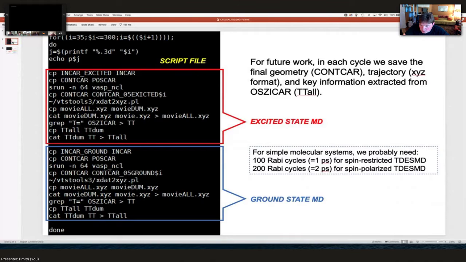And also in this file, we save a lot of information. For example, we save the final geometry in each part. We also save the trajectories in XYZ format. We also get some key information like the total energy, temperature, something from the orbital. I have a question, very brief one, technical.